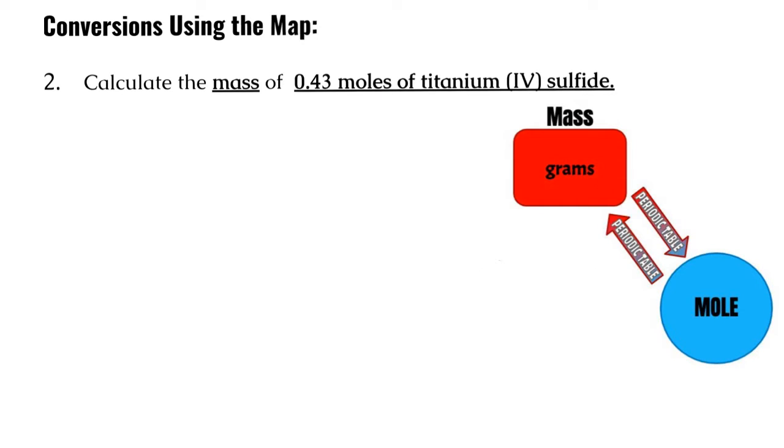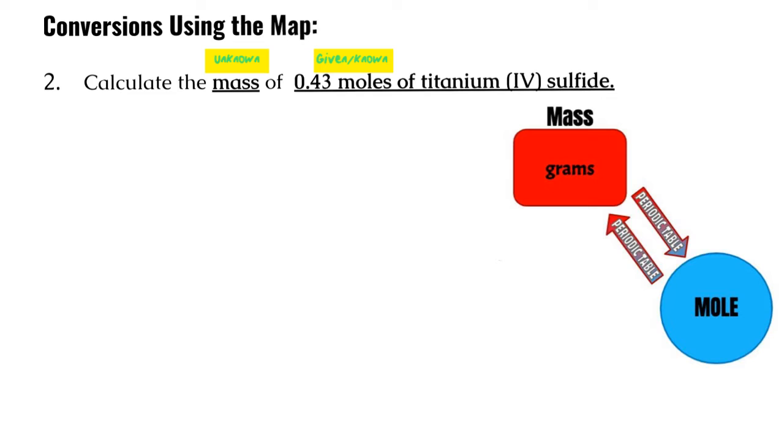The last problem that we're going to take a look at starts by going from 0.43 moles of titanium 4 sulfide to the mass of titanium 4 sulfide. So here we have our number with our unit, so that is our known or our given quantity. We have our unknown, which is mass, as there's no number with this.